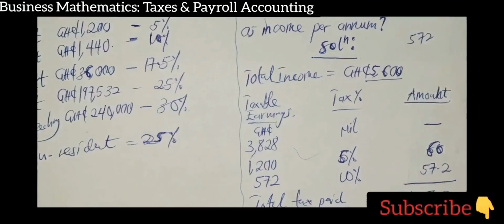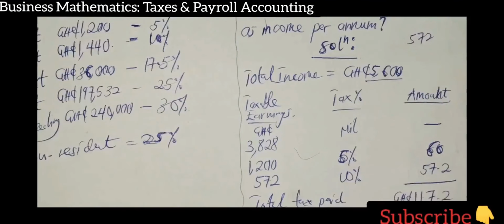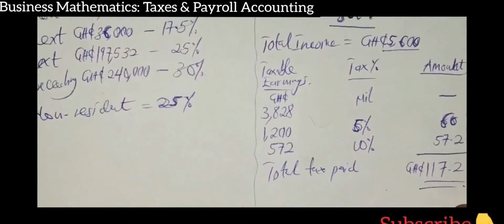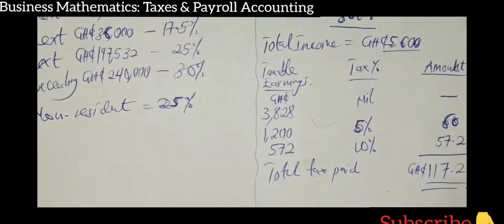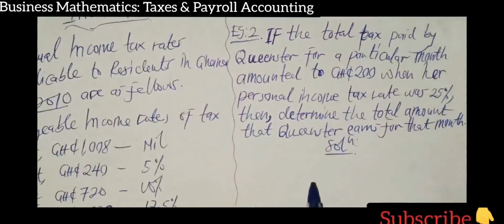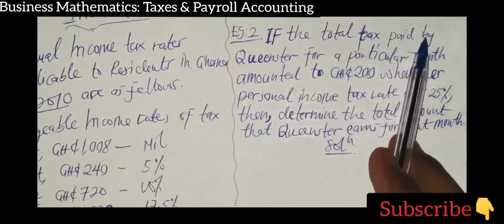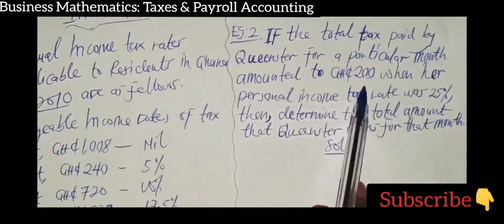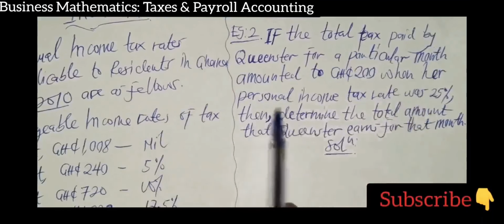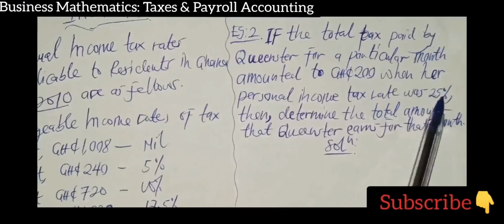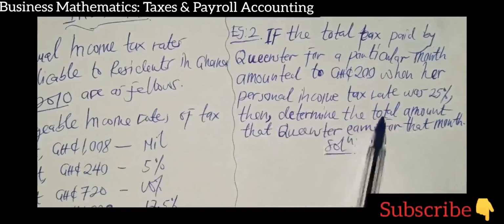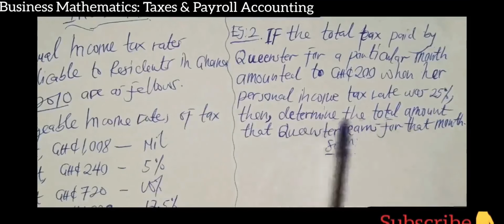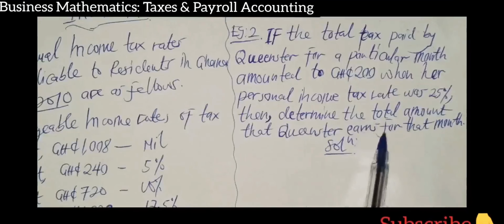So I have a small question here. Let me add it so that we get into payroll. So this is example 2. If the total tax paid by Queen Star for a particular month amounted to 200 Ghana cedis, when her personal income tax rate was 25%, then determine the total amount that Queen Star earns for that month.